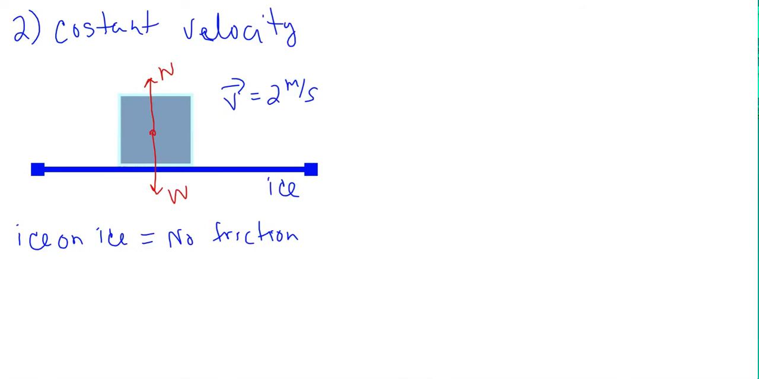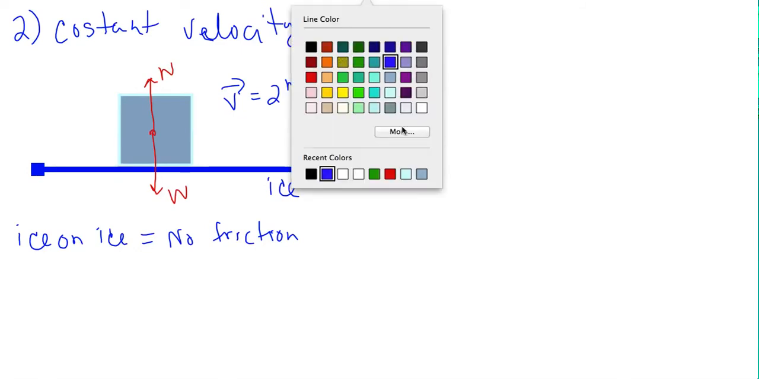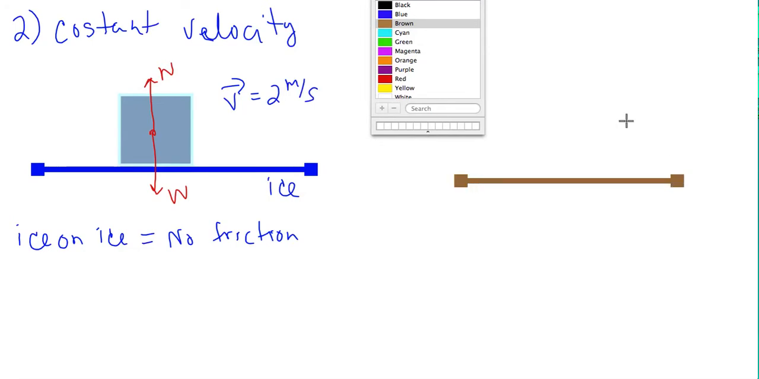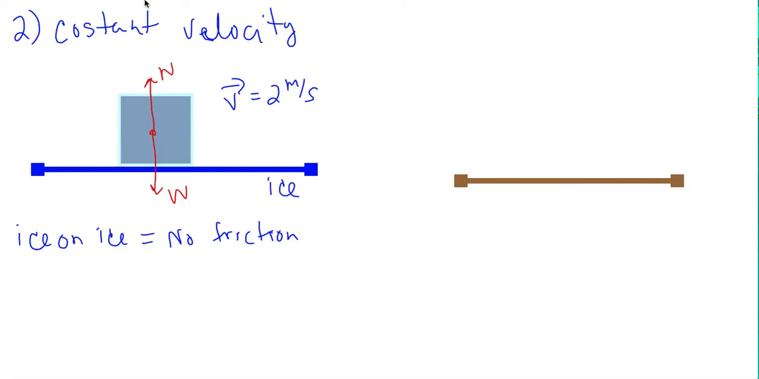Let's look at another example, and pretty much the same idea. But this time we're going to take it and we're going to say instead of, I have a brown color here if I can find one, and we're going to draw another line here. So this is wood this time, and my color palette will go away here. Select this and close this up. I'm going to copy and paste my ice cube. Now I have ice on wood. So if I have ice on wood, yes, there is friction.